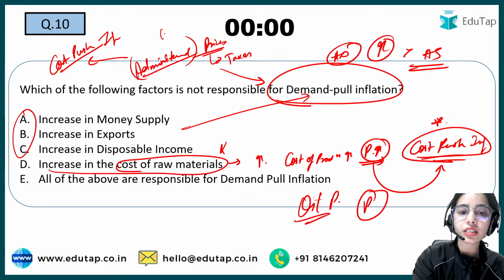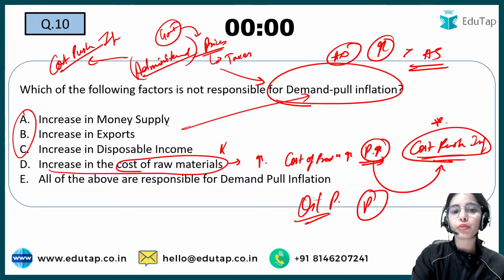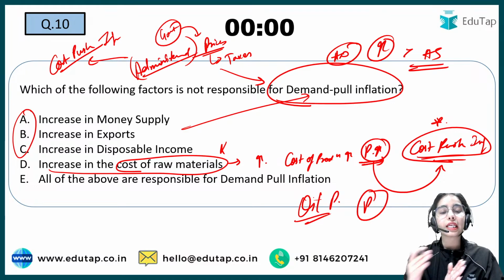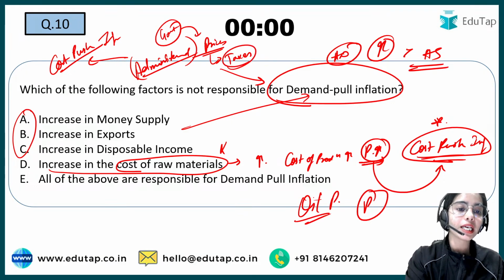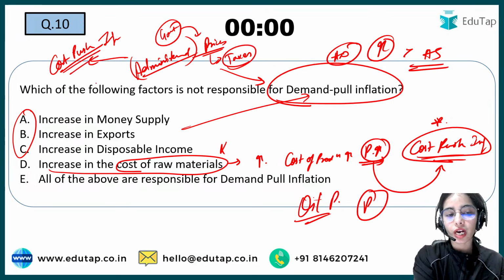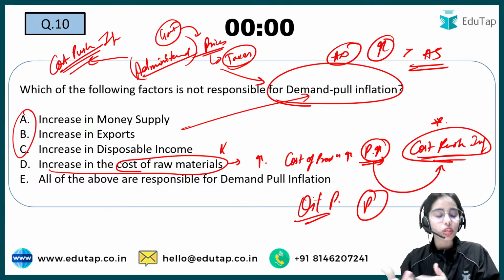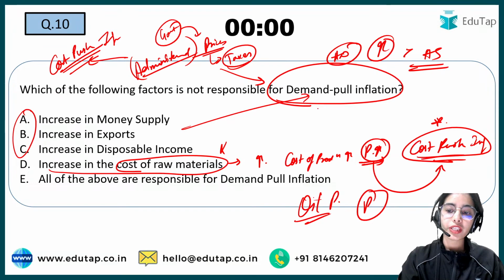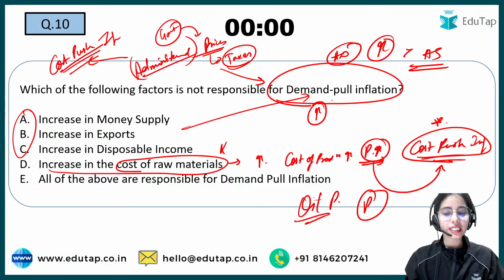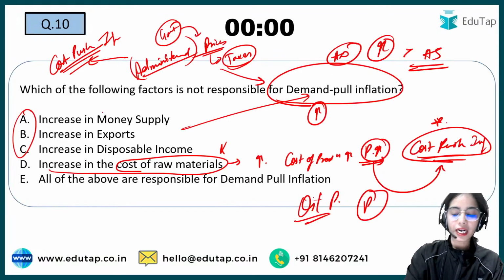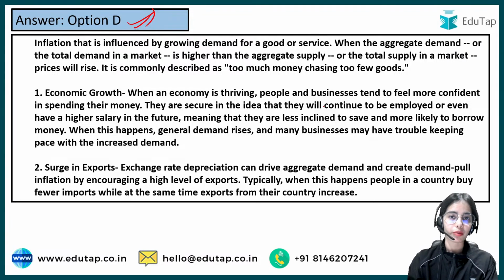Administered prices means the government is trying to increase the price. The government is increasing the prices of MSP, or the government is increasing the taxes. Then the cost push inflation is going to come because they are increasing the cost of the product. So that is the idea. When the demand is increasing from the consumer side, then the demand pull inflation will come. So this is the idea, that the D was not responsible for demand pull inflation.